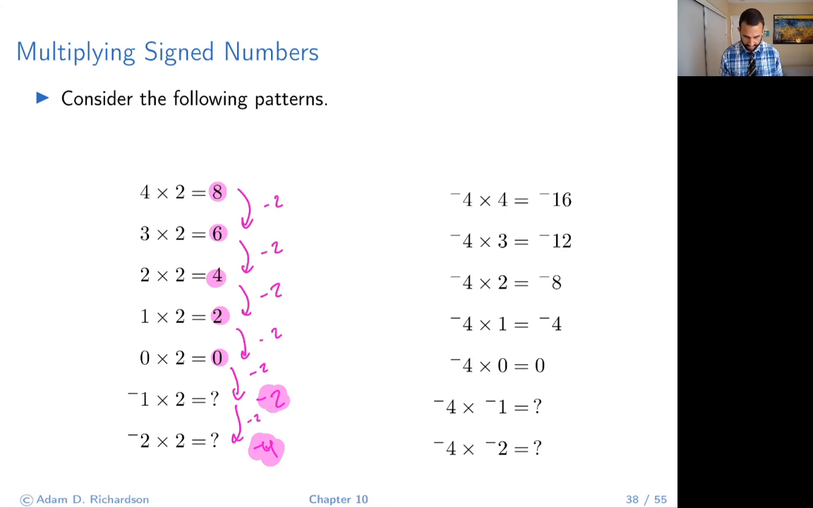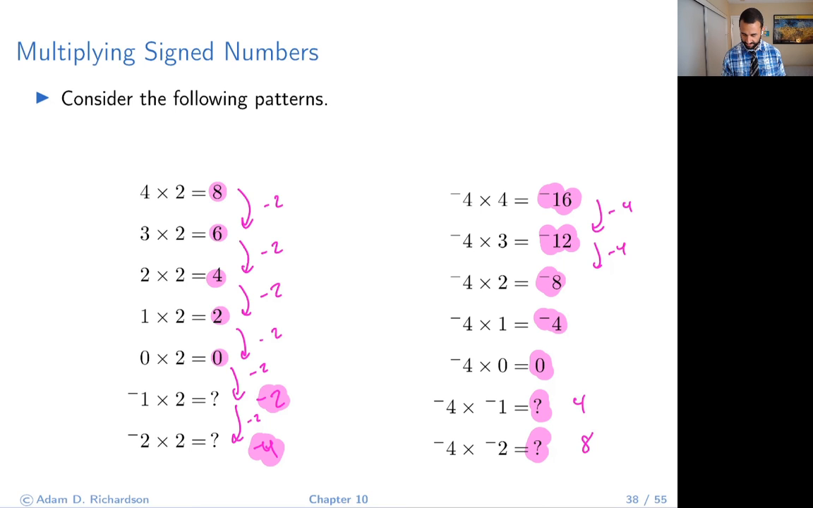So you can see that it's like repeated subtraction, right? Okay, now look at the next column. If we did negative 4 times 4, we know that that's negative 16. Negative 4 times 3 is negative 12. Negative 4 times 2 is negative 8. Negative 4 times 1 is negative 4. Negative 4 times 0 is 0. Negative 4 times negative 1 is what? Well, if the pattern is to continue, the answer should be 4. And then similarly, negative 4 times negative 2, the answer would have to be 8 if the pattern were to continue, right?